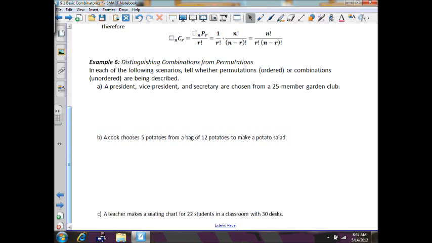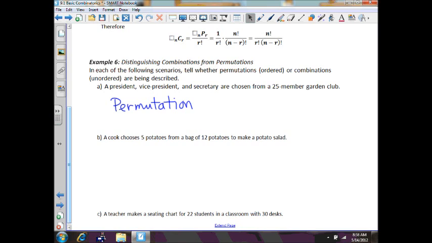In each of the following scenarios, tell whether permutations, which is ordered, or combinations, which is unordered, are being described. A president, a vice president, and secretary chosen from a 25-member garden club. Well, in this case, there's 25 people to choose from for president, then only 24 people to choose for vice president, and only 23 people to choose for secretary. That's why this would be a permutation, because order does matter.